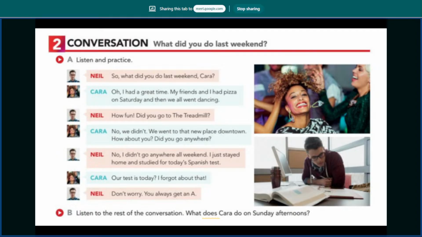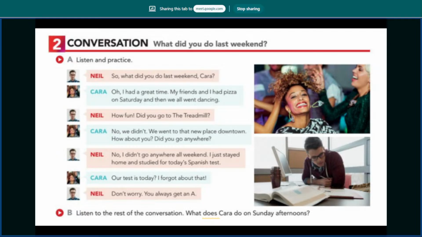Now over here again they're talking about the weekend. He's first asking what did you do last weekend. I can also ask you the same. What did you do last weekend? Okay. So Kara is saying I had a great time. My friends and I had pizza on Saturday and then we all went dancing. So they first ate pizza on Saturday and then went dancing. Then he says how fun, did you go to the treadmill? Treadmill is a proper noun over here. It starts with a capital T, so it's the name of a place.